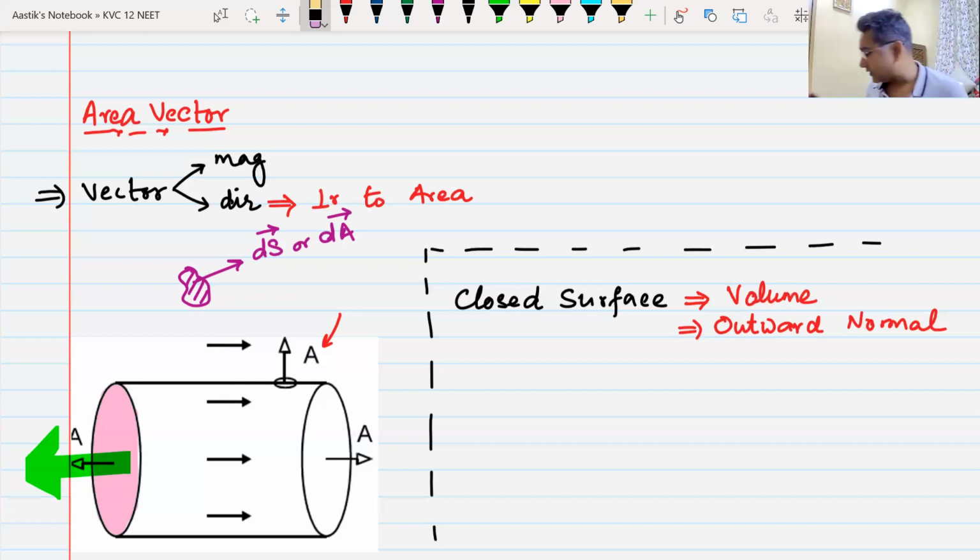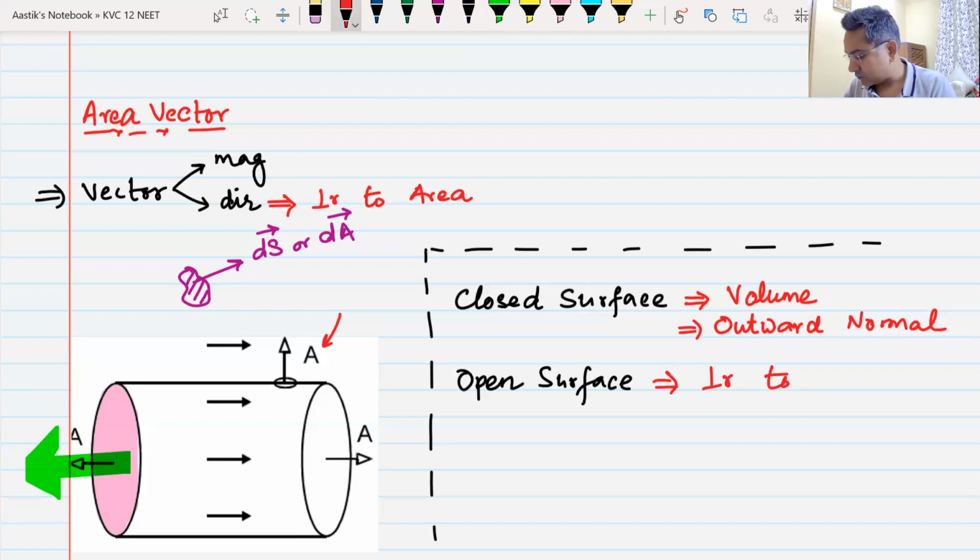For an open surface, they will tell you beforehand what is the direction of area vector, because both directions are taken as the direction of area vector. But for a closed surface, the outward normal is the direction of area vector. Will you remember this? Yes, sir. For an open surface, the only thing you have to understand is that it has to be perpendicular to the surface.